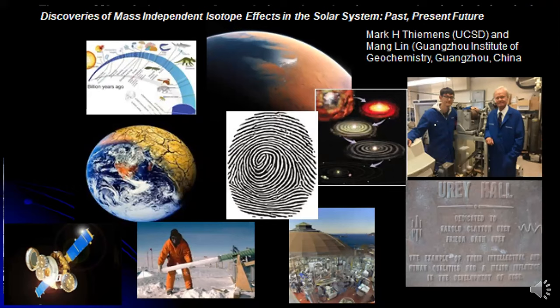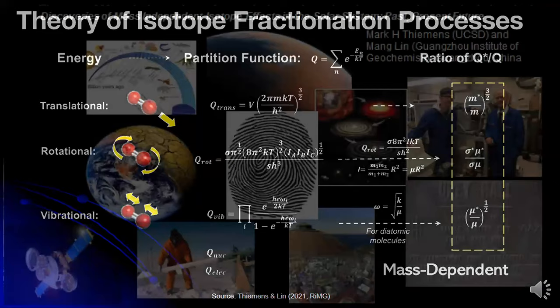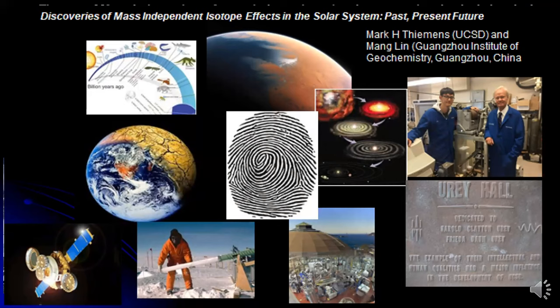And the slide on the right here is a picture. This is Harold Urey's old mass spectrometer that I inherited in La Jolla. He brought it with him from Chicago. And so this is the oldest mass spectrometer in the world, a stable isotope ratio mass spectrometer. He brought it in 1956 or 1955. All the measurements you'll hear were made in Urey Hall.